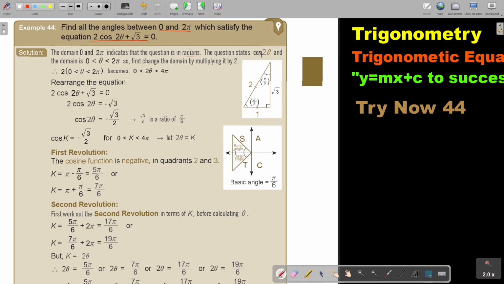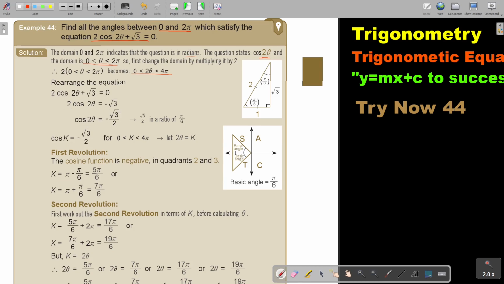The question states cos 2 theta, and the domain is this. Because they say between, theta is bigger than 0, smaller than 2 pi. It's not included. So first change the domain by multiplying it with 2. There is my new domain. But now it's 2 revolutions, 2 times around the cos diagram. So now I rearrange the equation. I take that over, I divide by 2.